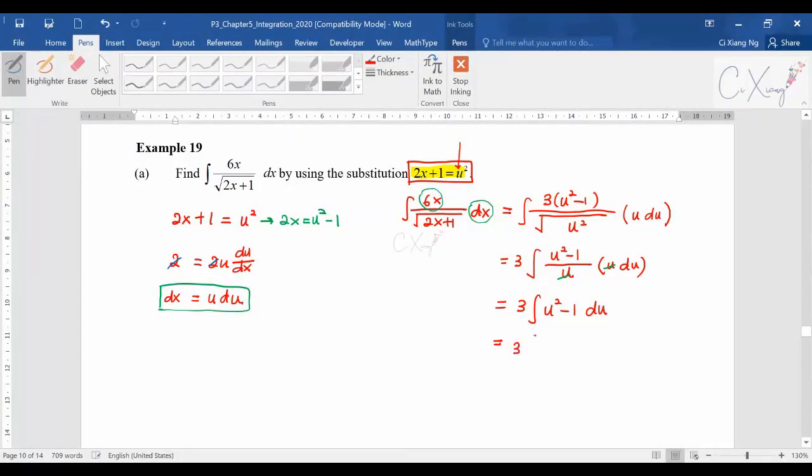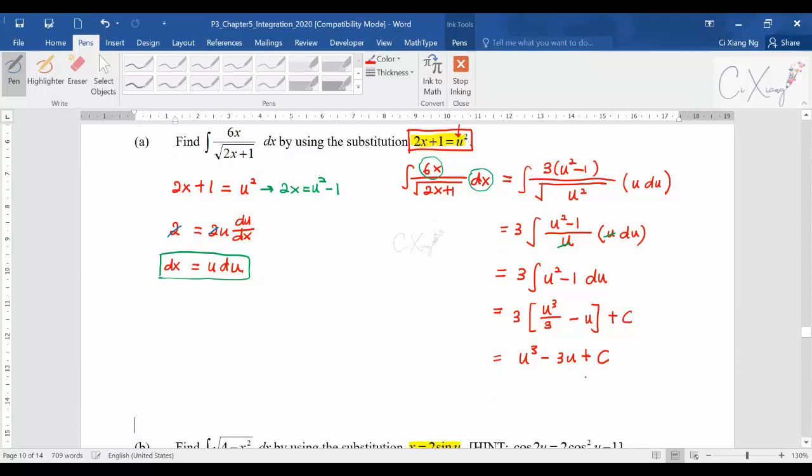3 is a constant, you just copy. Integrate u squared become u power 3 divided by 3. This is the simple integration. Then integrate 1, you get a u. Then the whole thing plus c. And eventually what you get here is u power 3 minus 3u plus c.